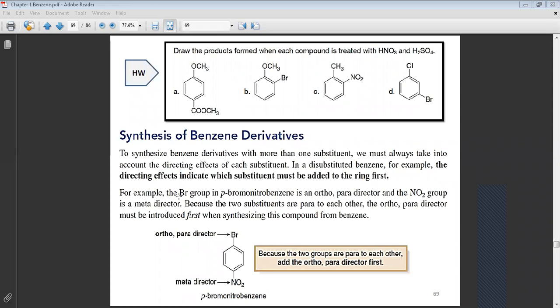Now look to here. For example, the bromine group in the bromobenzene, para-bromonitrobenzene, is an ortho-para director. Look, the bromine is ortho-para, and the nitro group is a meta director. Now, the two substituents are para to each other. Look, this and this, 1,4. Ortho or meta or para to each other? Para to each other, okay? If you see the two groups are para to each other, that means you have to start to synthesize with the group that is the para director first. That means the ortho-para director must be introduced first when synthesizing this compound from benzene.